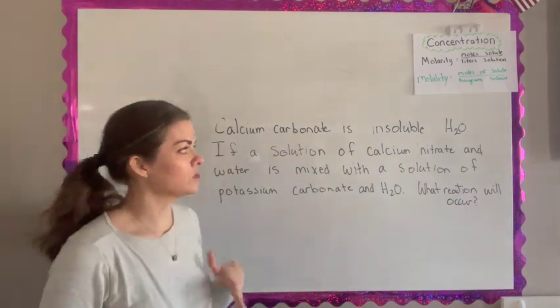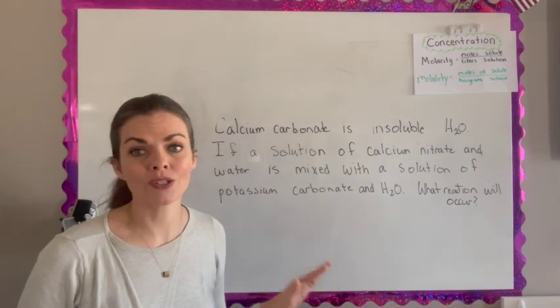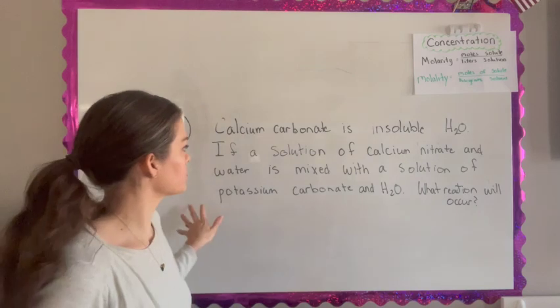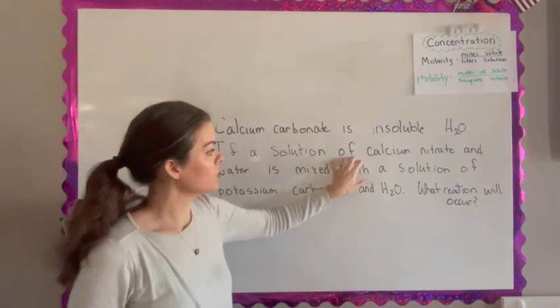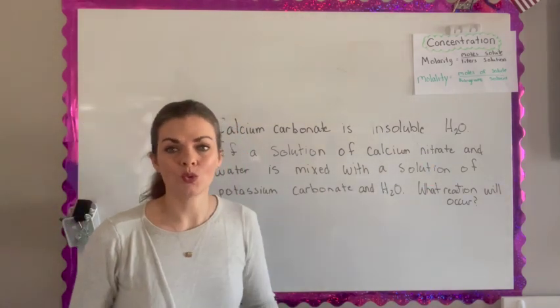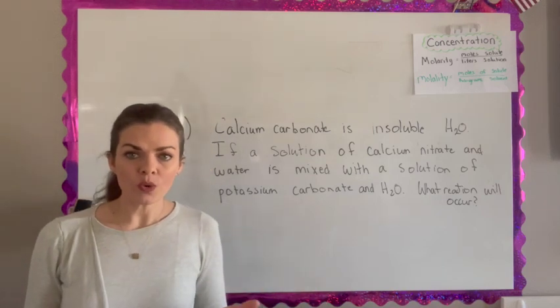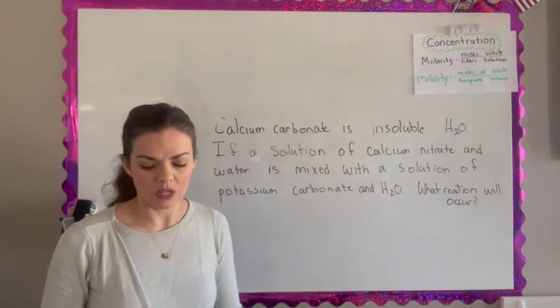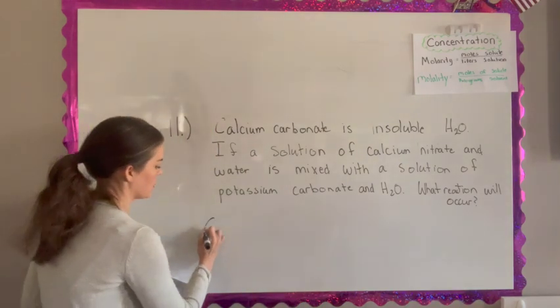But they're saying calcium carbonate is insoluble in water. So we're just going to use that knowledge after we write the equation. But where they tell me to start writing the equation, it says, I have a solution of calcium nitrate and water. So I'm actually not going to use water as a reactant for this. I'm going to use the phase symbol aqueous to show that it is calcium nitrate mixed into water. So I'm going to write calcium nitrate.